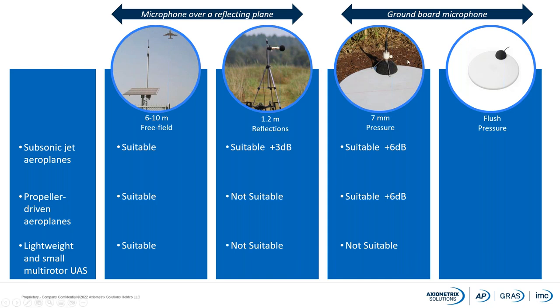If you remember, this upside down configuration is disturbing the measurements above 10 kilohertz, and therefore it is not really a good solution for the UAS. If we take this flush mounted pressure microphone on the plate, this is suitable for all 3 kinds of vehicles, and it is giving you a 6 dB higher value than for a free field condition.